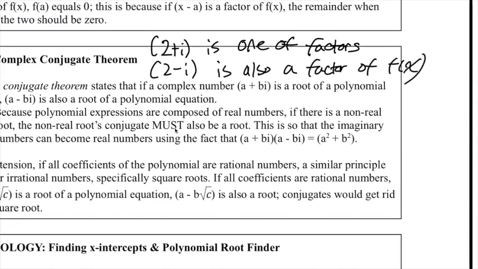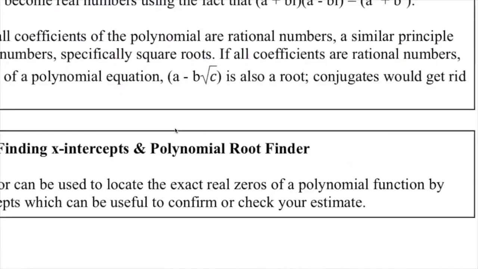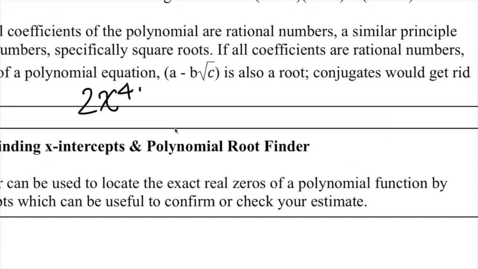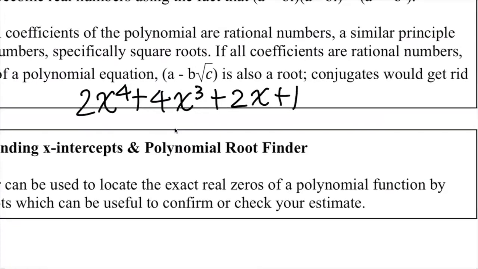Some people question me, why though? The answer is because in all polynomial functions given in the AP Precalculus examination, the coefficients are all real numbers. For instance, let's say that you're given a random polynomial function like this. All the coefficients are always in the real number system.